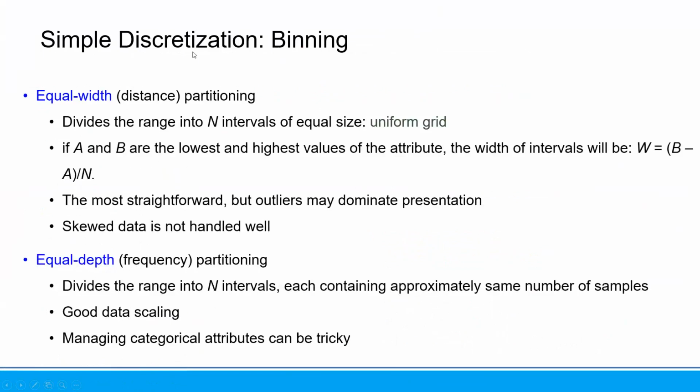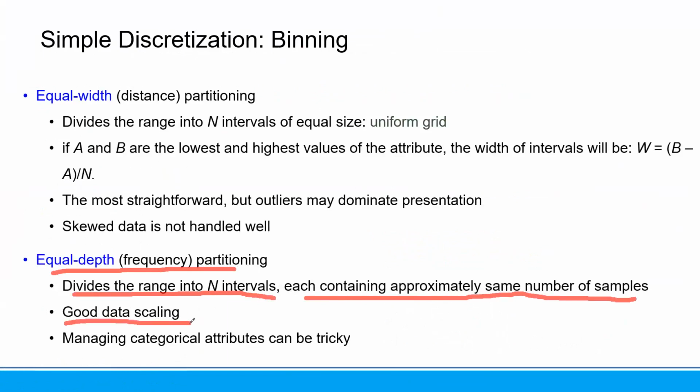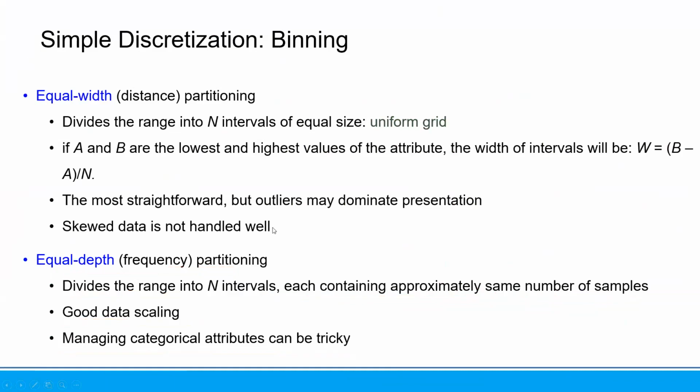So the equal depth or equal frequency, we just divide the range into n intervals, each containing approximately the same number of samples. And then it is good for data scaling. But when we manage categorical attributes, it can be tricky. So usually we use this one for the numerical attributes.